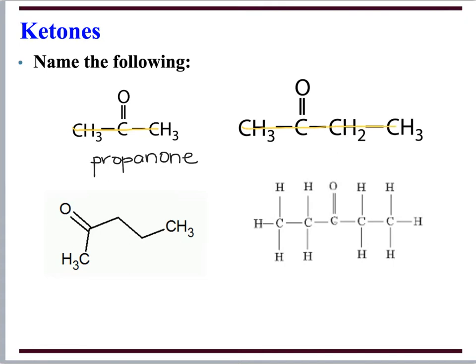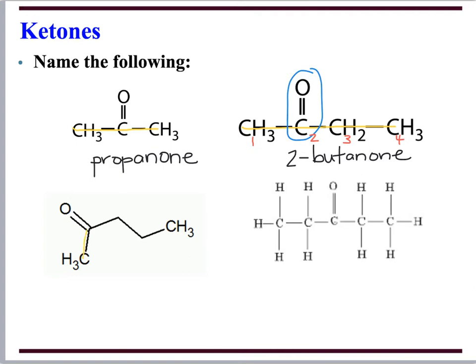So I know in 4 carbons it's bute, and I'm going to add the ONE because, again, the structure I'm looking at is that carbonyl group. What carbon is that carbonyl group at? Well, I have to start closest to the end that it's there. So 1, 2, 3, 4. So that means that this is going to be 2-butanone.